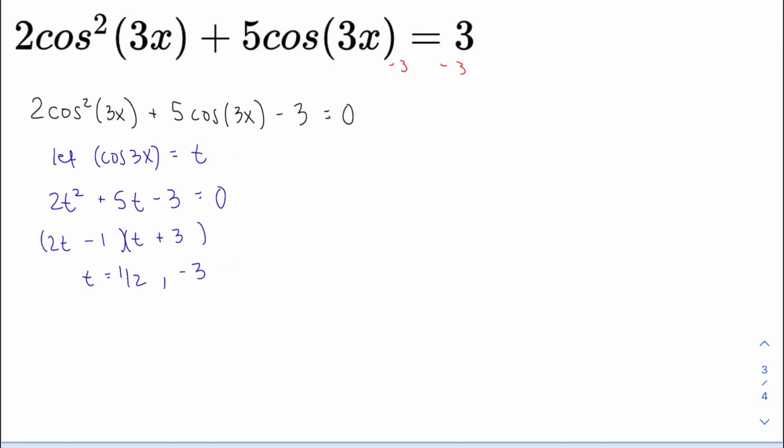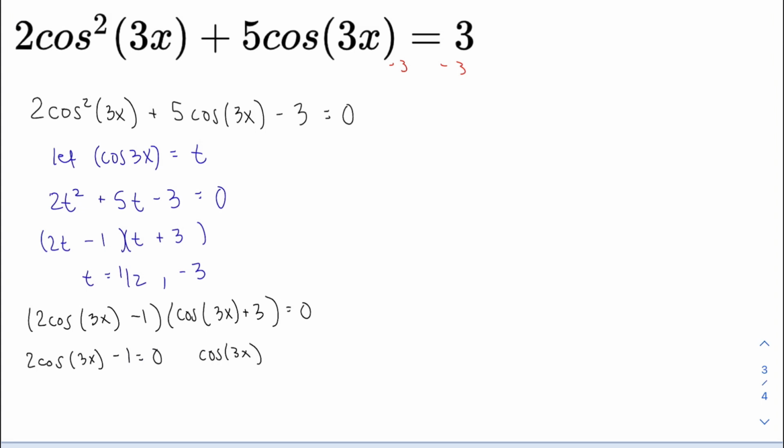But you can also rewrite it in factored form and say, okay, that's 2 cosine of 3x minus 1 and cosine of 3x plus 3, and then set them equal to 0, right? But for each one, when I set it equal to 0, you'll notice I get the same thing as I did above, so it's sometimes easier to substitute after you solve. I would get that cosine of 3x, which is the same as t, is equal to negative 3, and after adding 1, dividing by 2, I would get cosine of 3x equals 1/2.